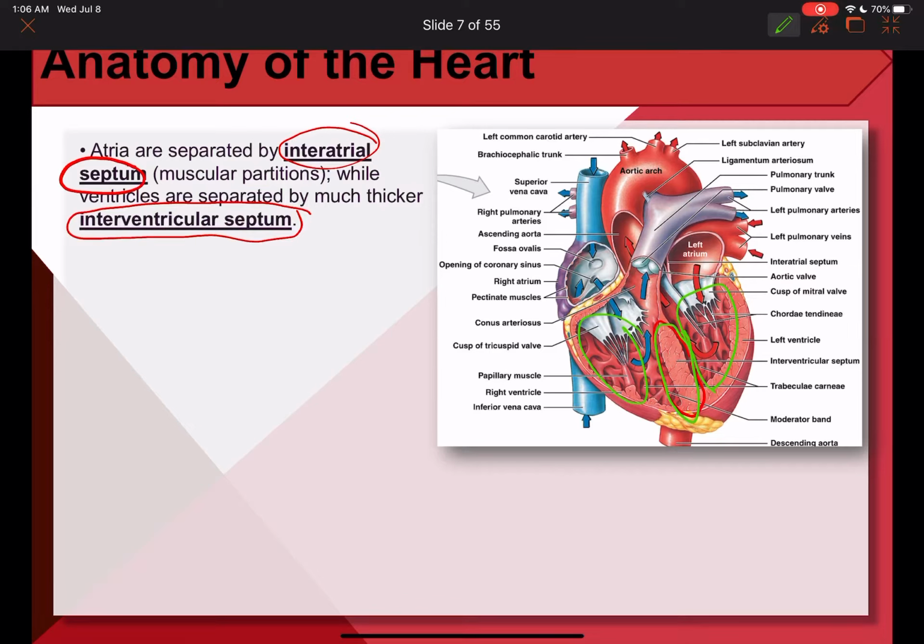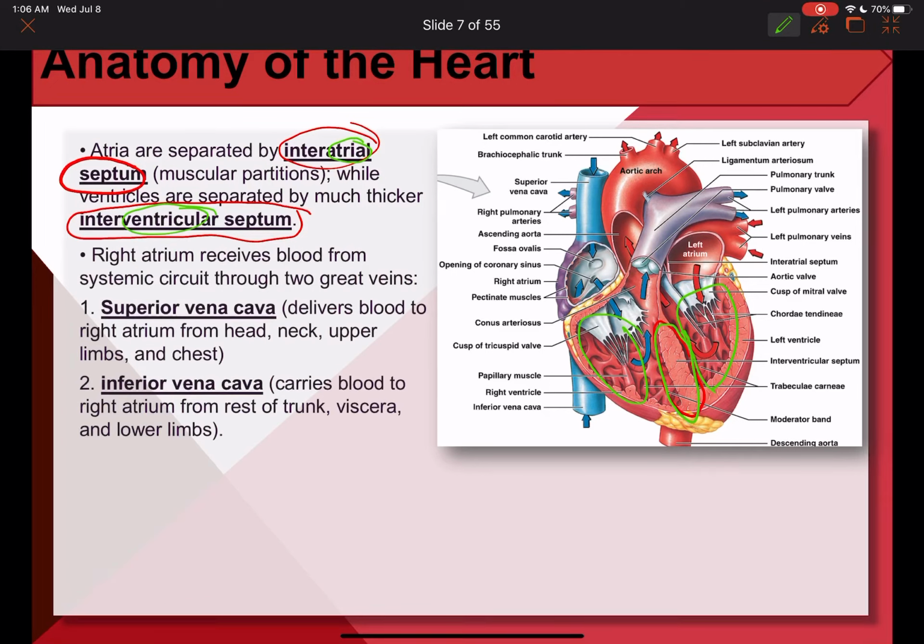Okay, and again, these names should not be too tough to remember because, as the name tells you, it tells you where it is. It's either between the atria, or between the ventricles. That's why they're called interatrial and interventricular. And the word septum really means some kind of layer that separates two spaces. That's what septum usually refers to.